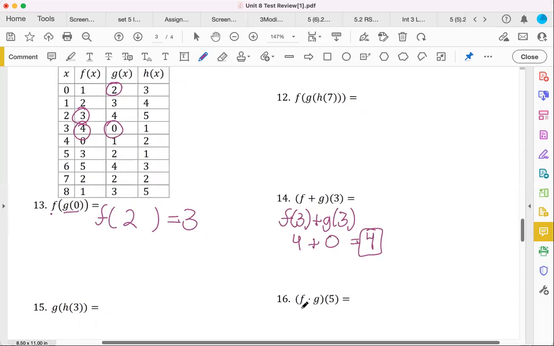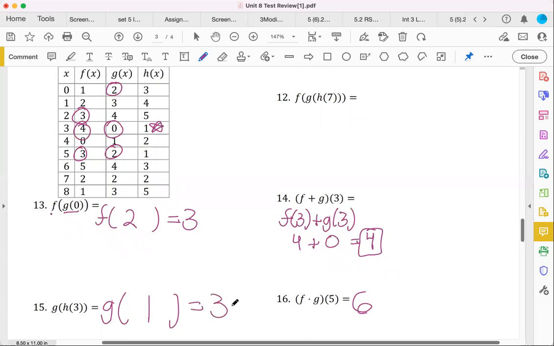This is just going to be multiplying those outcomes. So this is f of 5 times g of 5. 3 times 2 is 6. This is evaluating g of h of 3. H of 3, we see here is 1. So it's really saying evaluate g of 1. It's just 3.